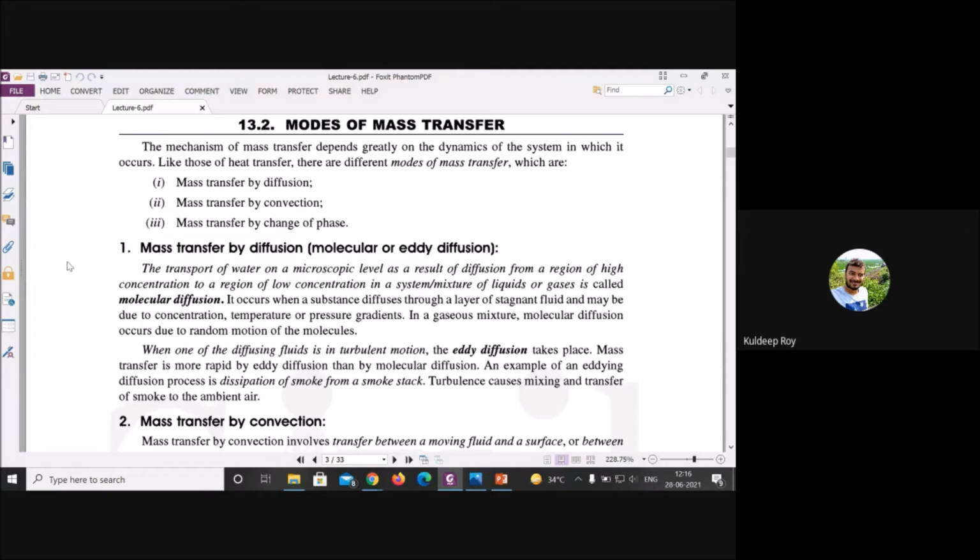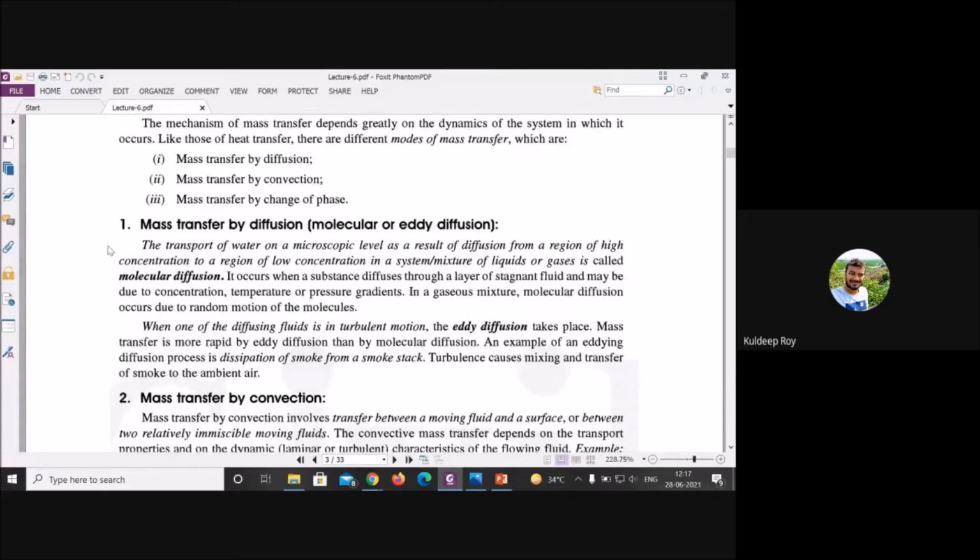So, mass transfer by diffusion. There are two types of diffusion: one is molecular diffusion, another is eddy diffusion. Let me read two lines, then I will show one video also. The transport of matter on a microscopic level, meaning a very small portion, as a result of diffusion from a region of higher concentration to a region of lower concentration in a system, or a mixture of liquids or gases, is called molecular diffusion.